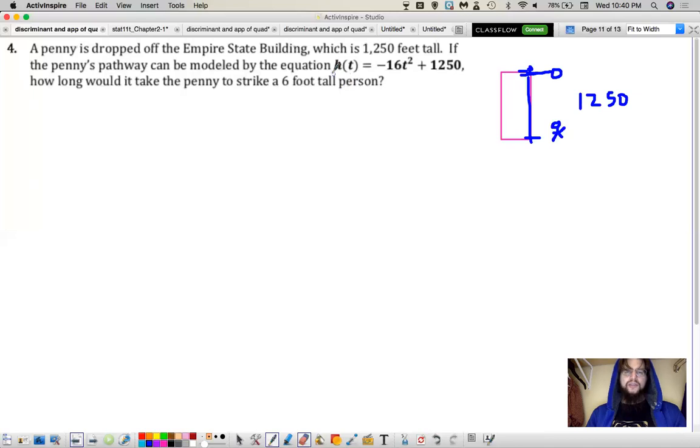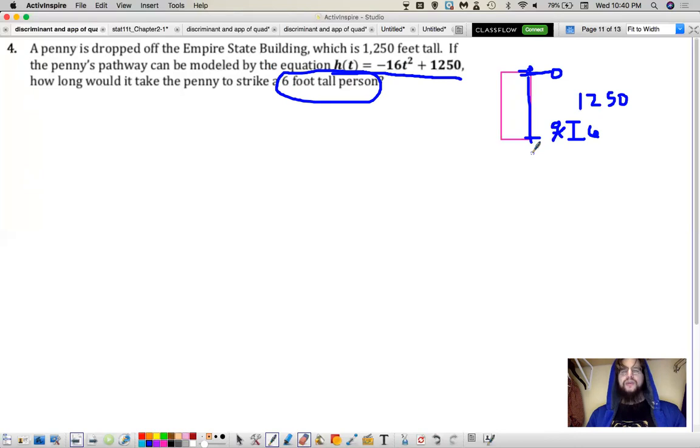This is the equation. So again, it doesn't matter what it looks like. In physics, you have to derive the equation. Here, they're going to give it to you. Now, here's the question. How long would it take to strike a 6 foot tall person? This guy's 6 feet tall. This is 6 feet, and this is 1,250 feet. Perfect scale.